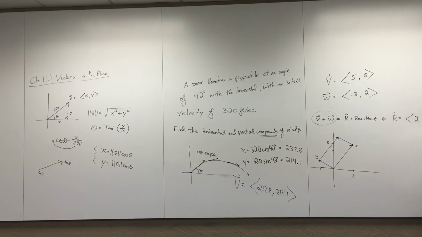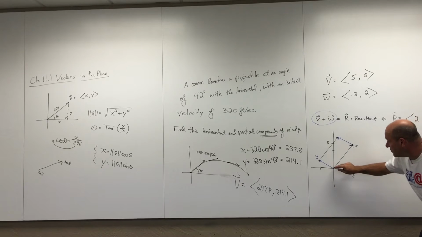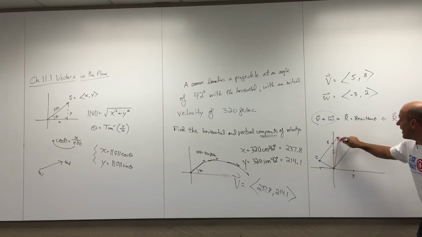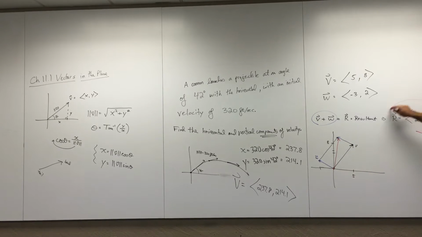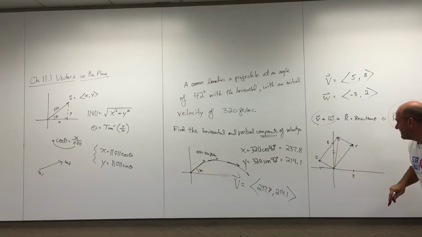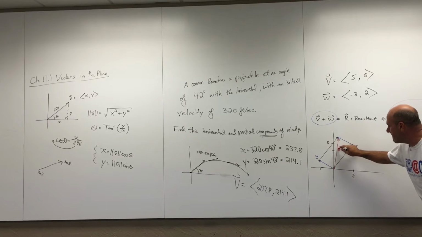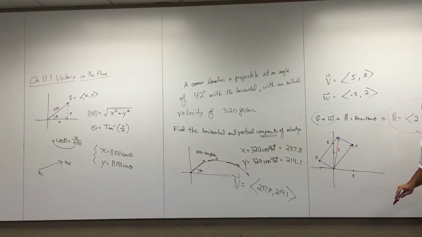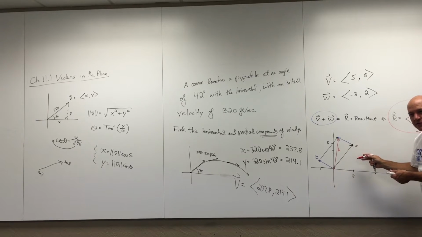I should have another color. The resultant is from the original shared origin to the new endpoint. Now check it out. Is that 2, 10? Dang, that's beautiful, isn't it? It worked. Looks like 2, 10 to me. Over 2, up 10. That's the result. That's how you add vectors, visually, pictorially, conceptually.